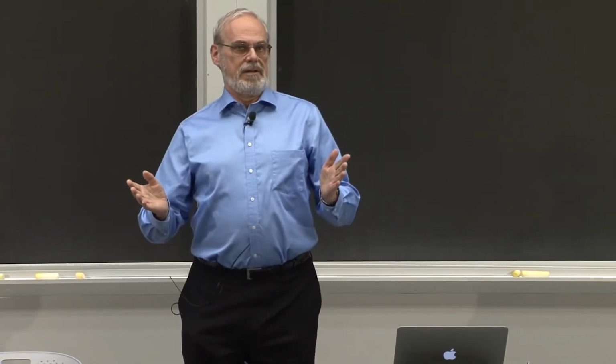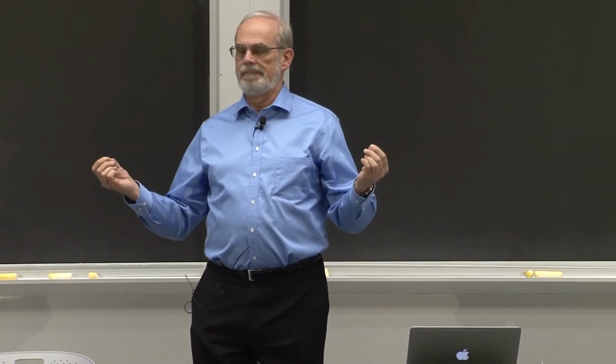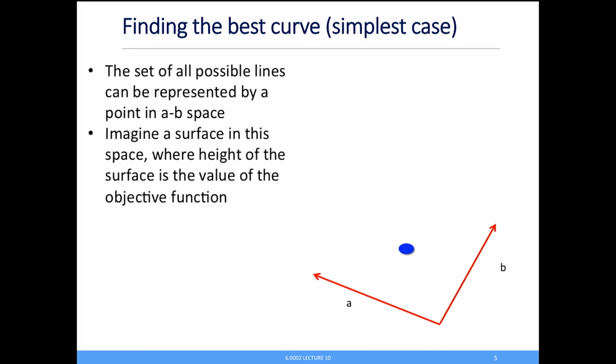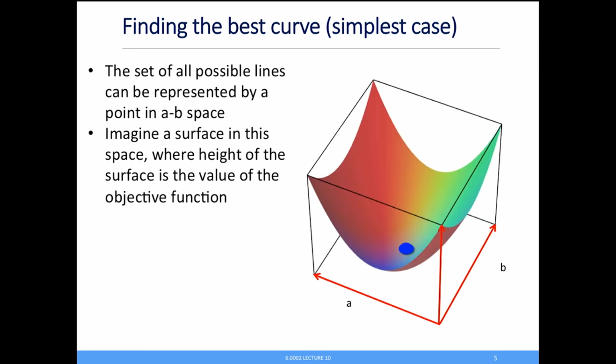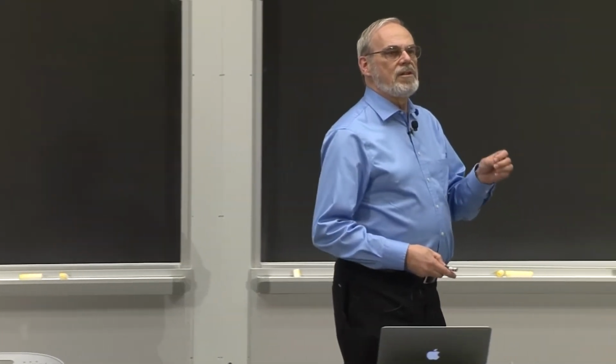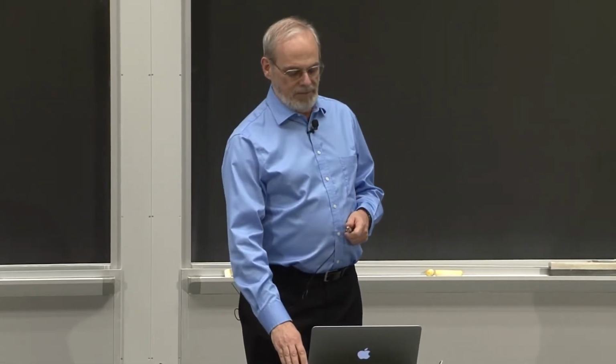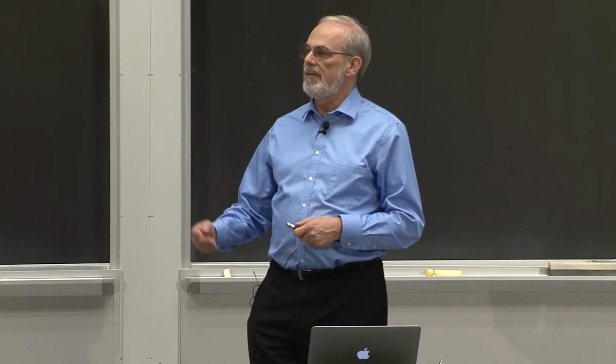I'm going to try and find the best line. It's represented by two values, A and B. I could represent all possible lines in a space that has one axis with A values and the other axis with B values. Every point in that plane defines a line for me. Now, imagine a surface laid over this two-dimensional space where the height of the surface is the value of that objective function at every point. Don't worry about computing it all, but just imagine I could do that. And by the way, one of the nice things about doing sum of squares is that surface always has a concave shape.